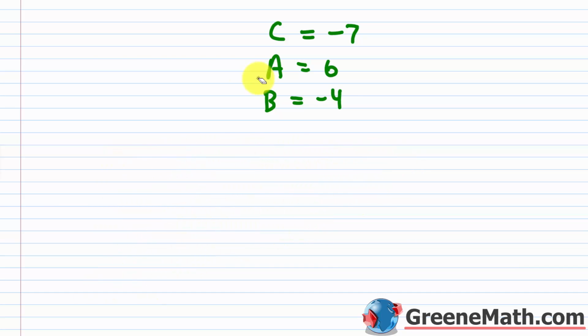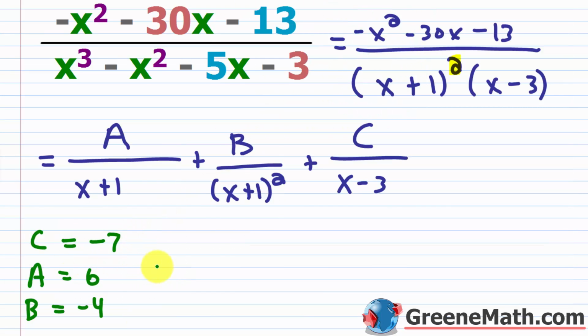Again, some of these are going to take a very long time. So we come back up here, and again, c was negative 7. So you can either put minus 7 like this, or you can put plus negatives. It doesn't matter, whatever you want to do. a is 6, and then b is negative 4. So again, you can just put minus 4 like this.